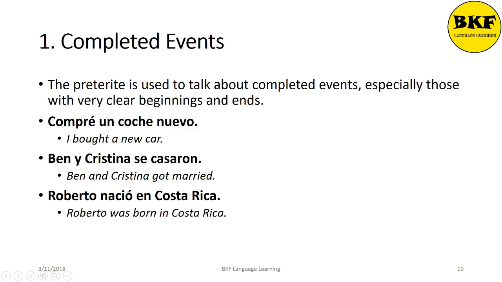So let's see some more examples. The past is used to talk about completed events, especially those with very clear beginnings and ends. So if I want to say I bought a new car, I would say compré un coche nuevo. New car is coche nuevo. This is new and this is car. Un is a, compré means I bought. If I want to say Ben and Christina got married, I will say Ben y Cristina se casaron. If I want to say Roberto was born in Costa Rica, I would say Roberto nació en Costa Rica.